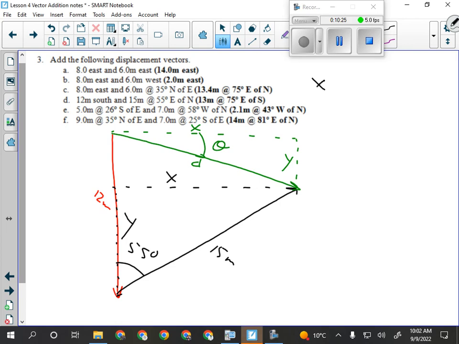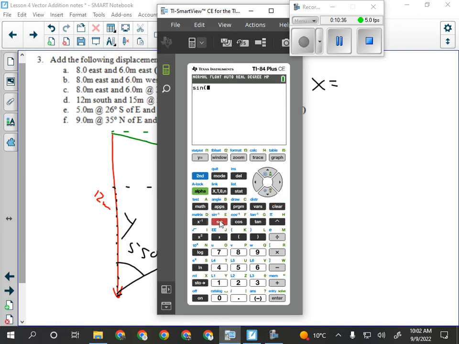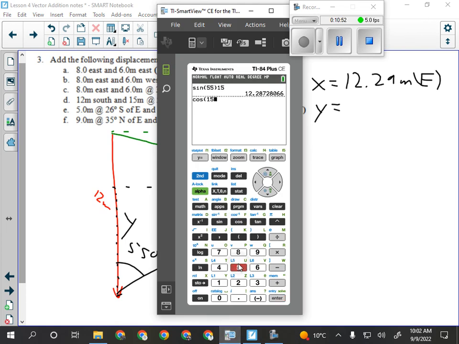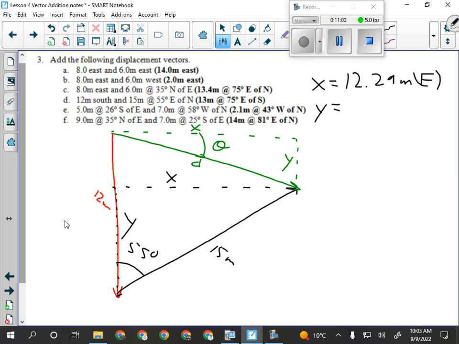Okay, I've obviously got to get my vector components first, so that would be black x and black y. Black x is going to be the sine of 55 degrees times 15. All right, so that's 12.29, and that'll be east. Okay, and y is going to be cos of 55 times 15. All right, so we got 8.60 for that one, and that's going to be north.